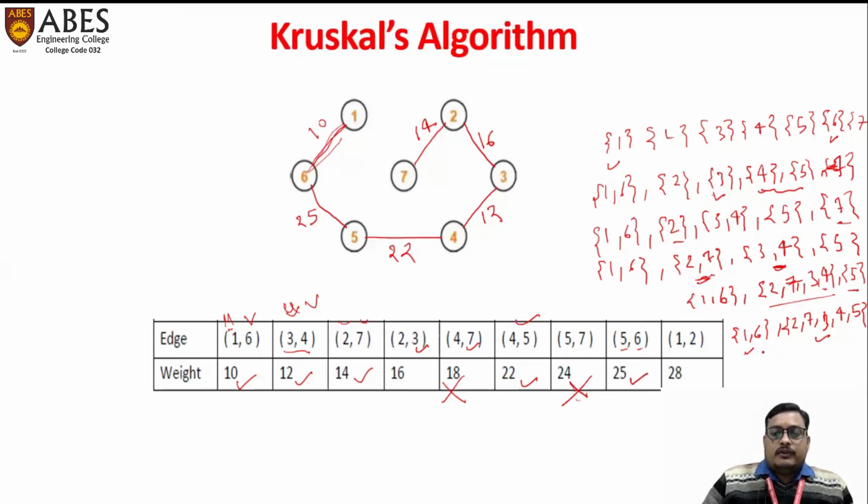And now what we'll do, we'll just merge this. We can see we have only one set and we have covered all the vertices, or we have connected all the vertices. So this is the minimum spanning tree. The costs of its edges are 10, 12, 10, 14, 16, 22, and 25. We will add these up to find the total cost of this spanning tree.